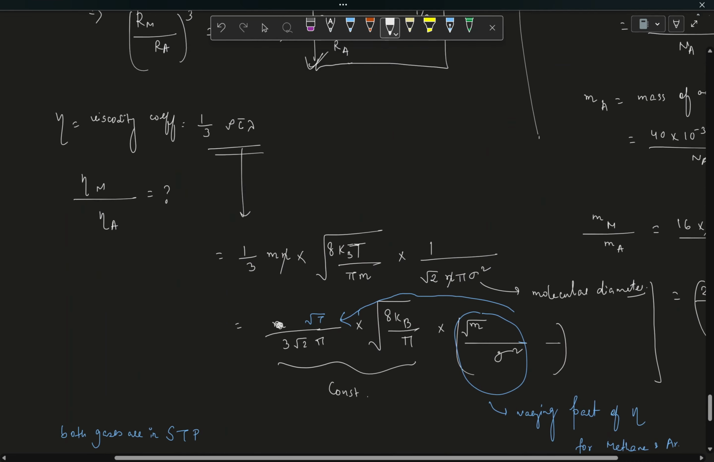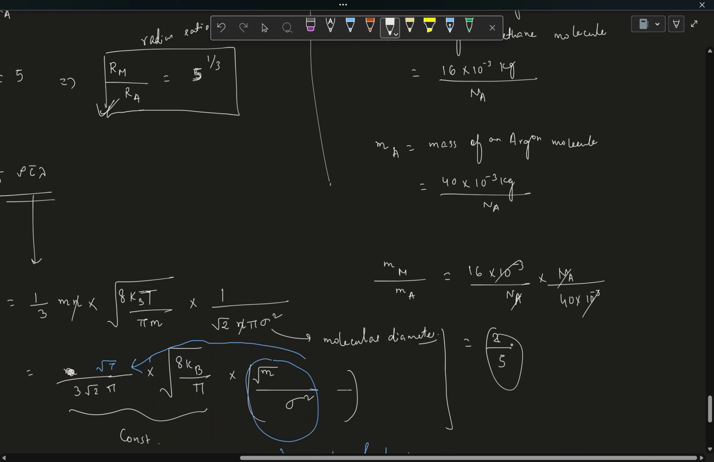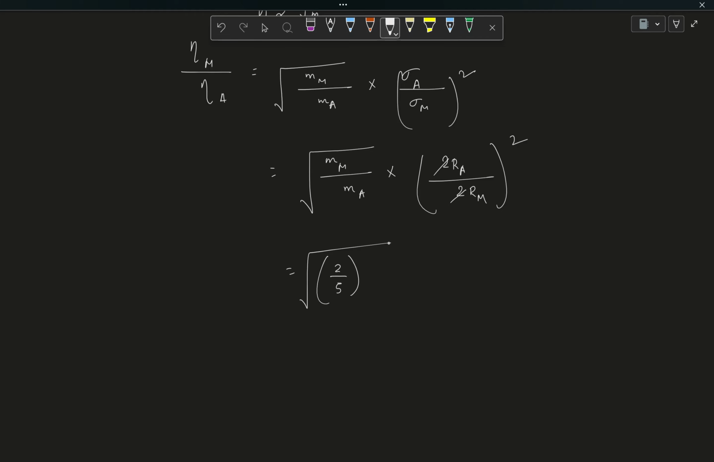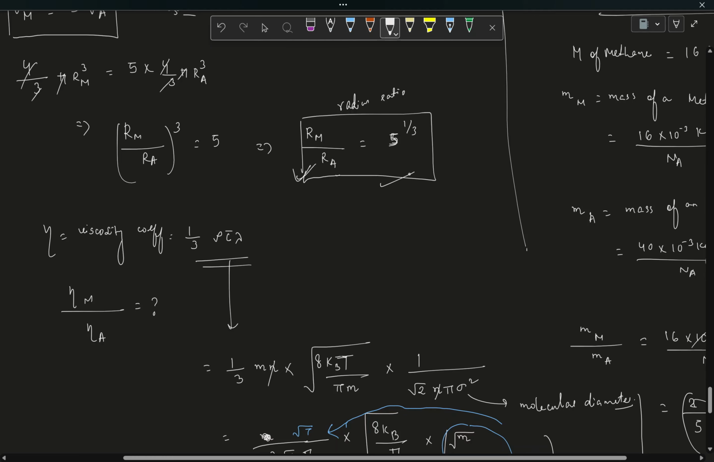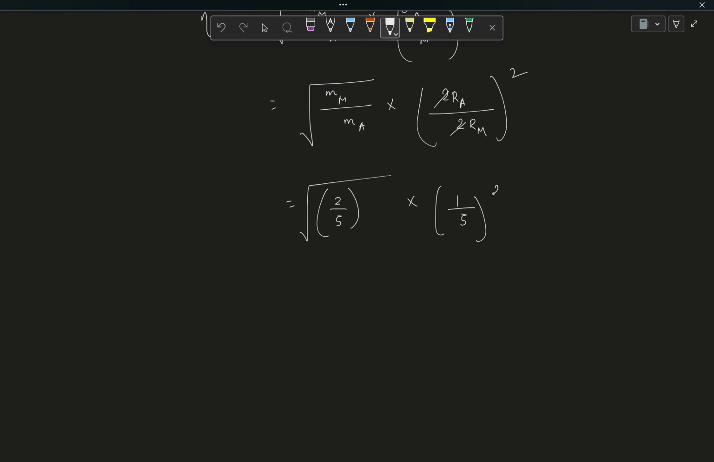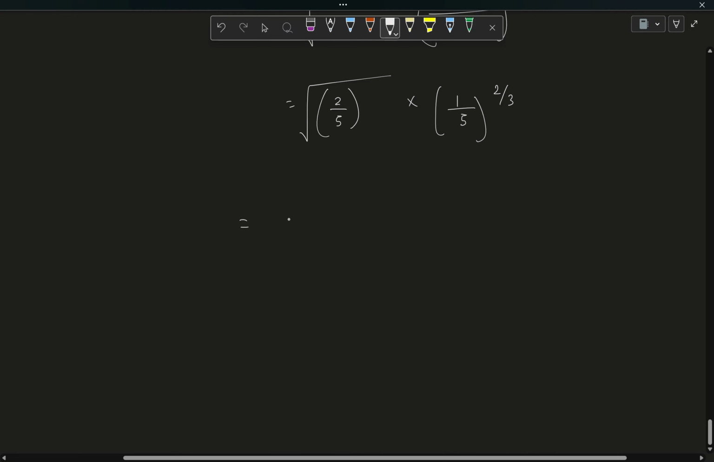So we'll be needing the calculated values from earlier. Like here you have the mass ratio m by ma, for methane by argon it is 2 by 5. So here again it is methane by argon, so this is 2 by 5, square root of that. And then you have Ra by Rm. You have calculated Rm by Ra, which was 5 to the power 1/3. So this is the inverse of that, that means it is 1 by 5 to the power 1/3 and then squared. That means 1 by 5 to the power 2/3. Then you just calculate this, that this is your root 2.